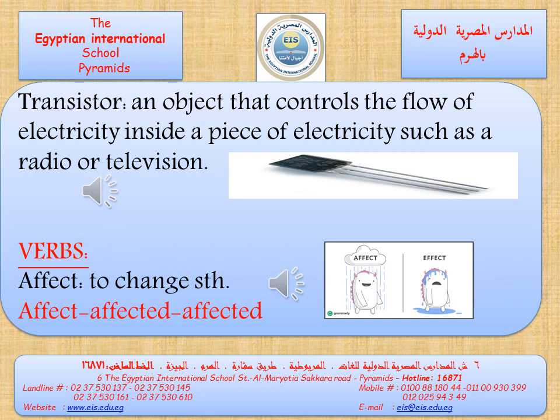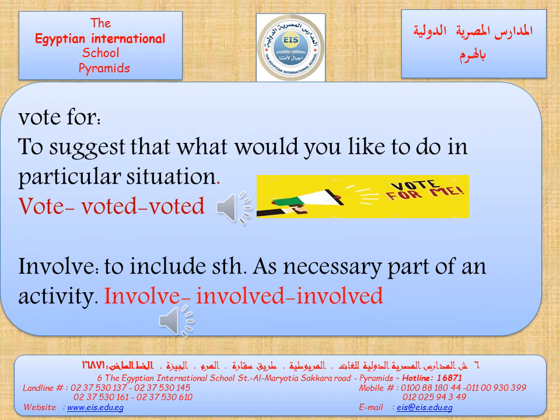Let's move to the verbs. The first verb here is affect. Affect means to change something. It is affect, affected, affected. For example, smoking will affect your health. Vote for, to suggest what you would like to do in a particular situation. Vote, voted, voted. For example, 50% of people voted for establishing a new magazine.